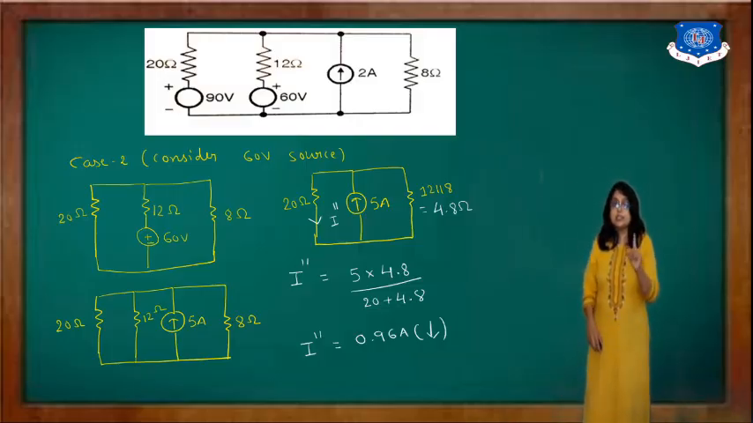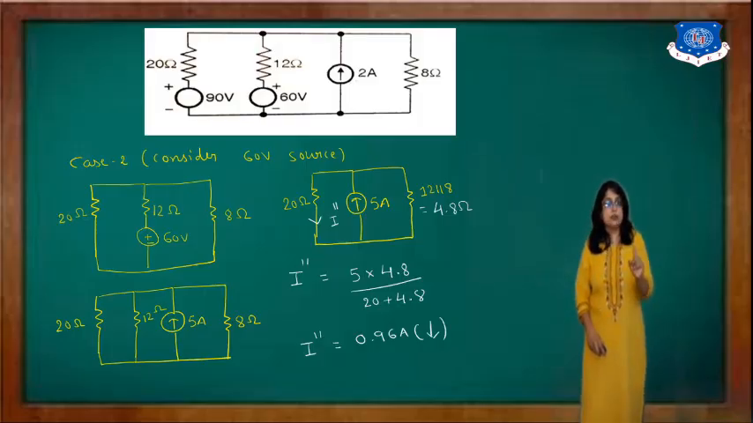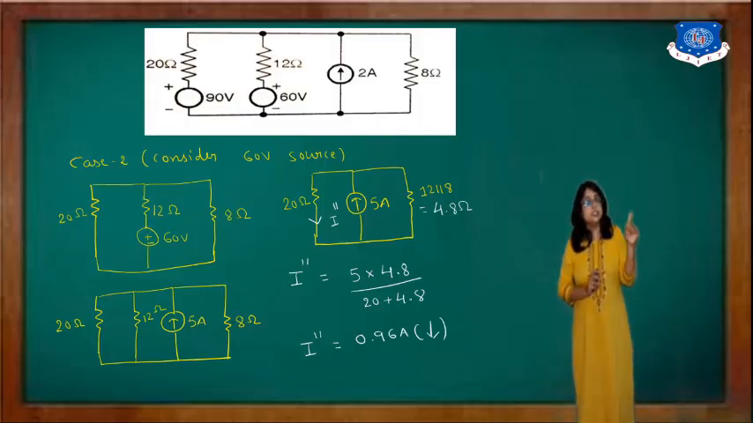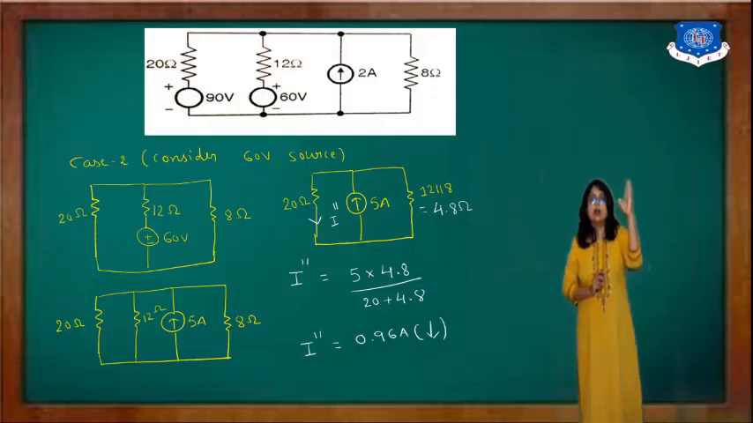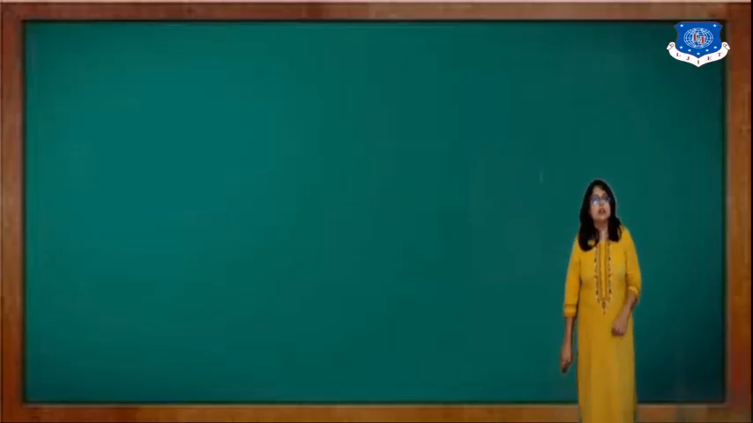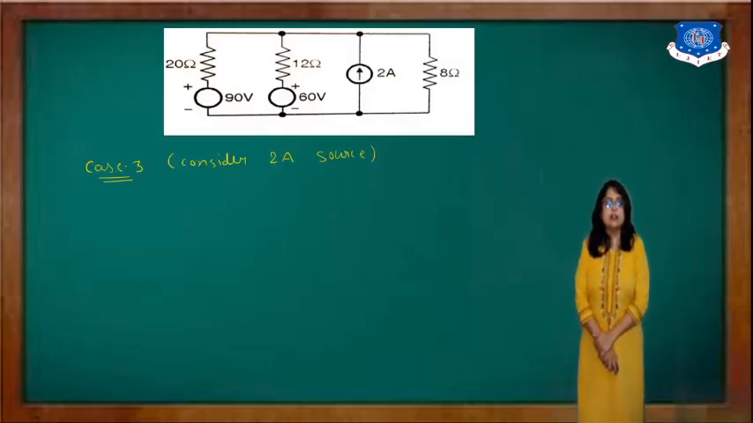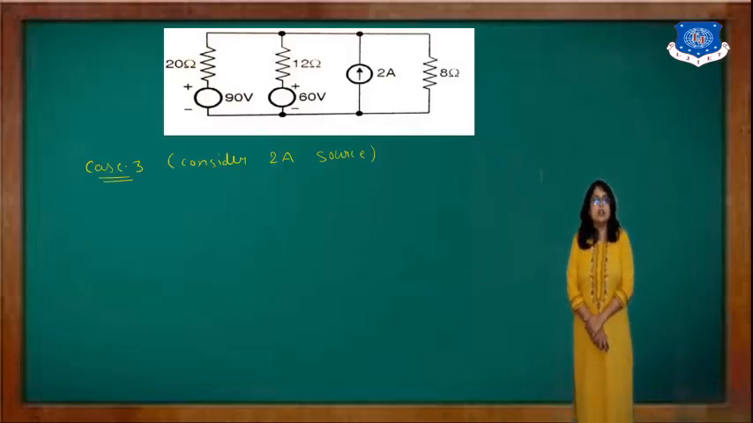And yes, this time see the direction of the current. It's a down direction. Earlier, when we considered the 90 volt source, at that time the direction was upward. Now next, or last, that is our case number 3.